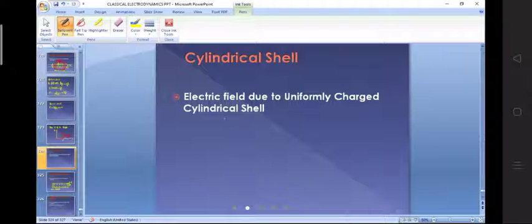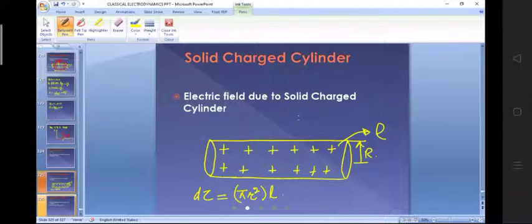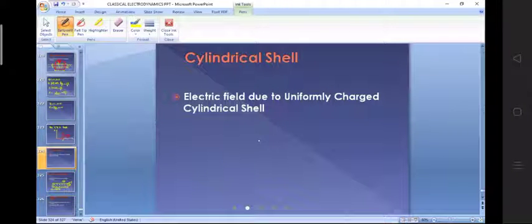Then let's do the next example, the electric field due to the uniformly charged cylindrical shell. I'll be showing this example to you. The earlier example you will be doing yourself, so I will give that as a home assignment. I'm sure you must be able to do it. Here we are supposed to calculate the electrostatic field due to the uniformly charged cylindrical shell.